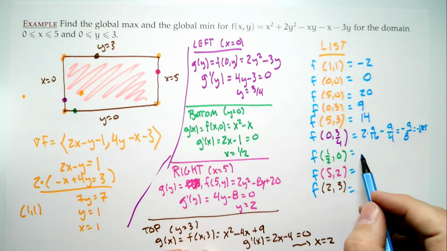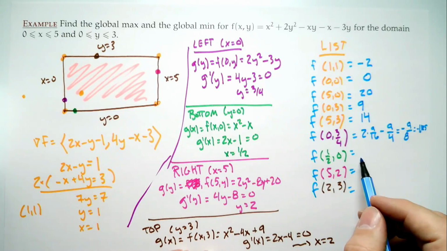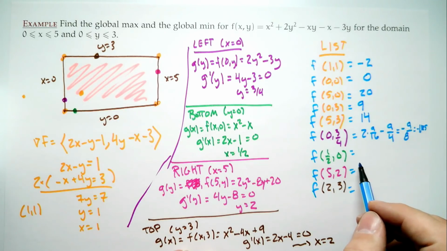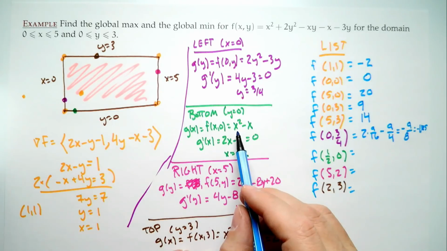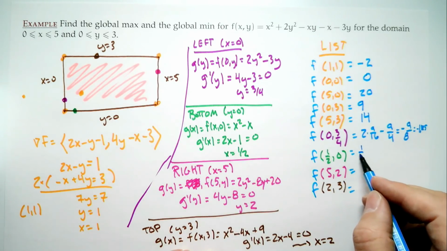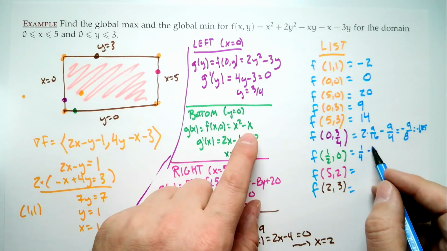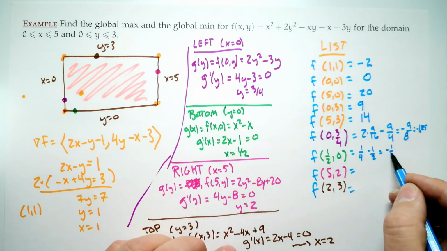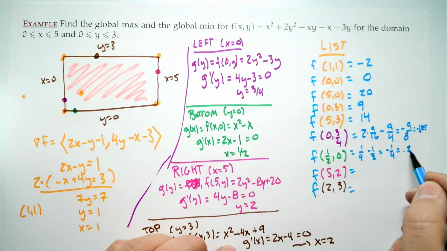1/2 and 0. Well, where do we plug that in? Probably into here would be the easiest place. That'd be 1/4, 1/2 squared, minus 1/2, which is negative 1/4, which is negative 0.25. There we go.